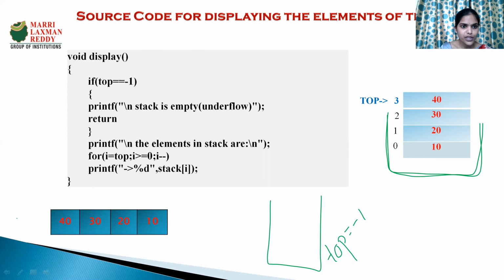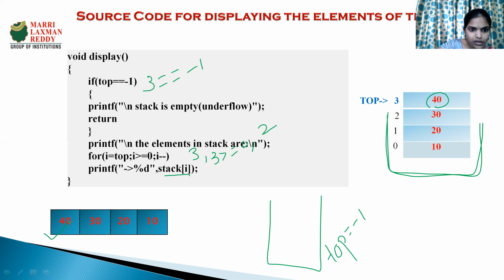See, when I perform the display operation, the top is pointing to 3. Is 3 equal to -1? No, it is not equal to -1. So it doesn't enter the if statement, it comes out and repeats the loop. I is at top, that is 3. Is 3 greater than or equal to 0? Yes. Next, top is decremented to 2, and it is printing stack of I, that is stack of 3. What is the stack of 3 value? 40. So 40 got displayed.